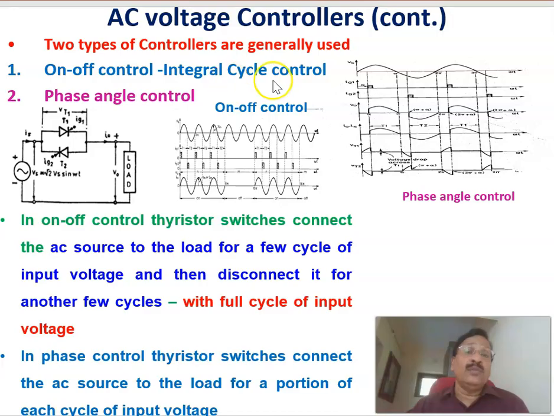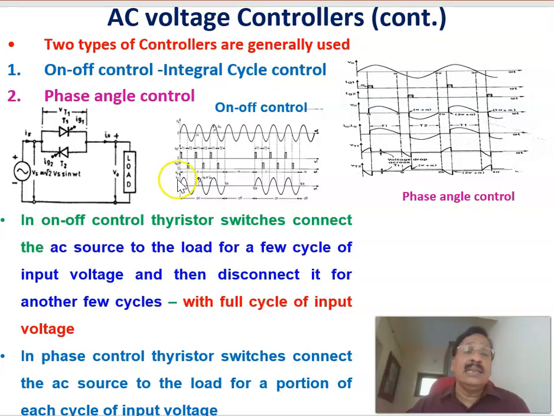Now coming to the on-off or integral cycle control, the circuit topology is the same, there's no difference. There's an input AC voltage, there's a load, and there are two SCRs, T1 and T2, connected back to back. For a certain number of full cycles, the load is connected to the source. For example, in this case three cycles the source is connected to the load, and for the remaining cycles, in this case two cycles, the load is disconnected from the source.